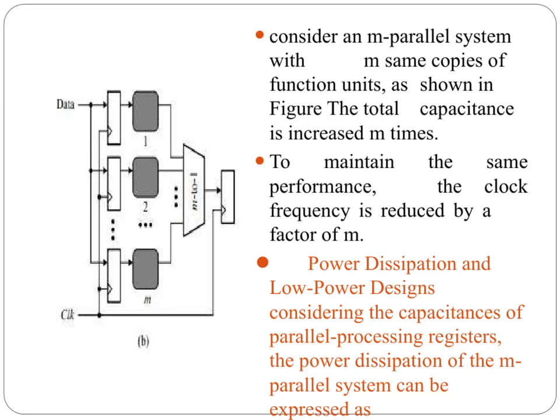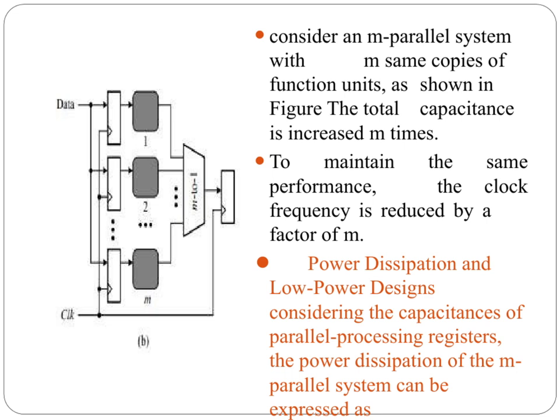Here, we're looking at an M-parallel system, which means we have M identical copies of the function units working simultaneously. Because of this duplication, the total capacitance increases by a factor of M, since each unit contributes to the overall capacitance. Now, to keep the performance consistent despite this increased capacitance, we reduce the clock frequency by that same factor of M. This adjustment balances out the system's timing.